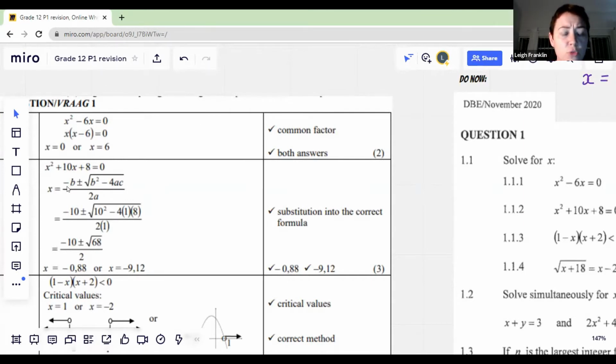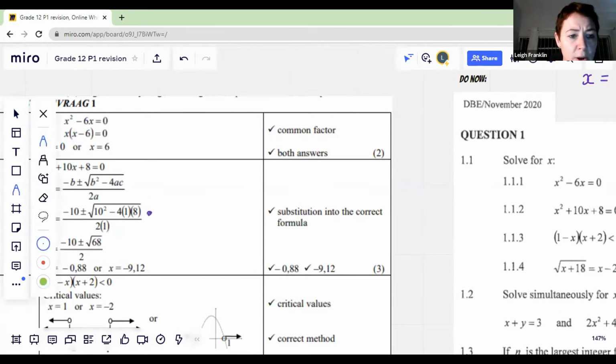You do not need to write the quadratic formula down. You can go straight to this step over here, where you've subbed in. You must show that you've subbed in. Okay, that's really important. You don't have to simplify. You can just go straight to the answers. So hopefully you got x equals negative 0,88 or x equals negative 9,12.